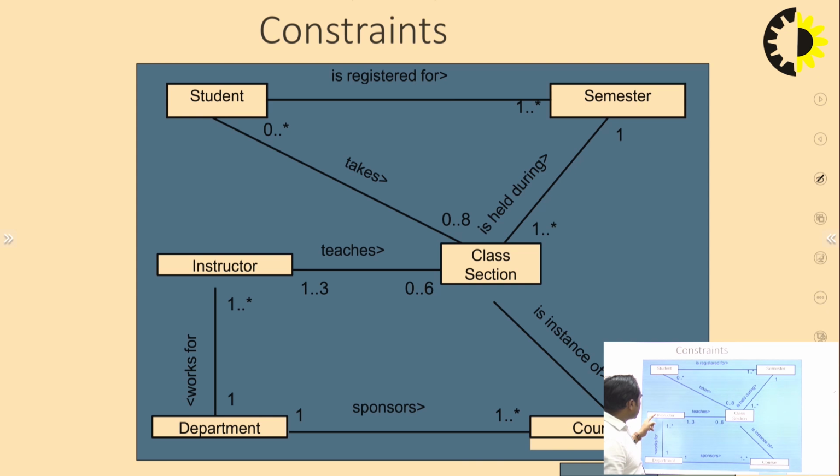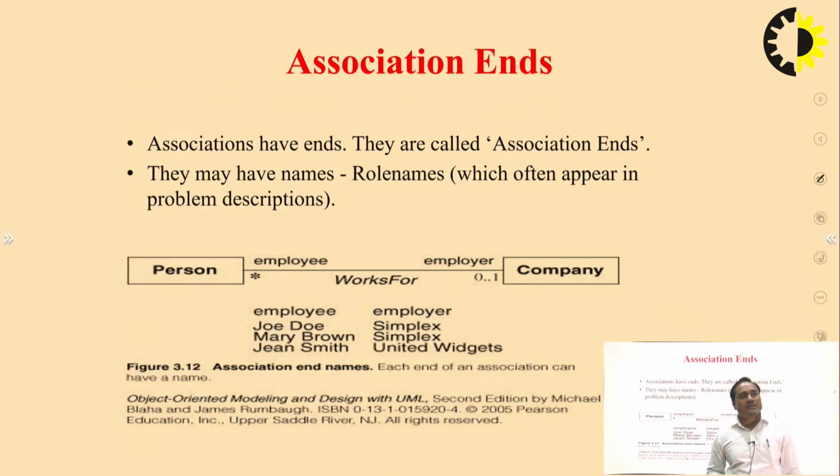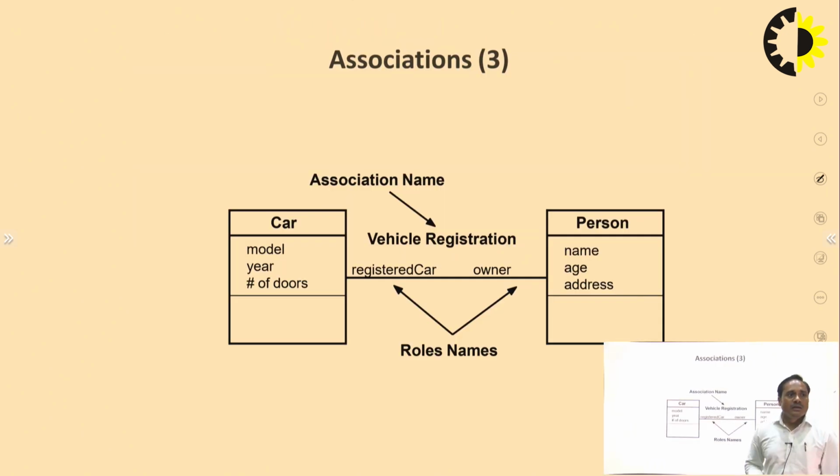Similarly, instructor is associated with the department. So more than one instructor can associate with one department. More than one instructor teaches more than one class section. So these show the unidirectional, bidirectional and unspecified direction associations. This is the diagram you can see. Association name: this is how association can be represented.